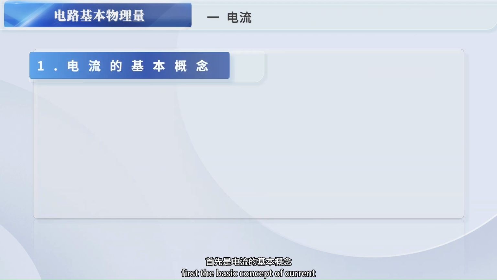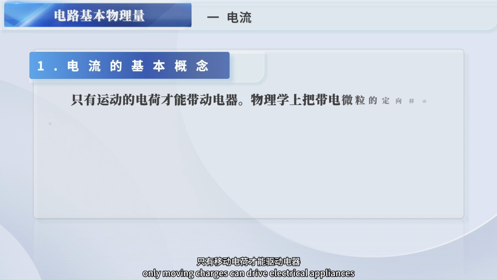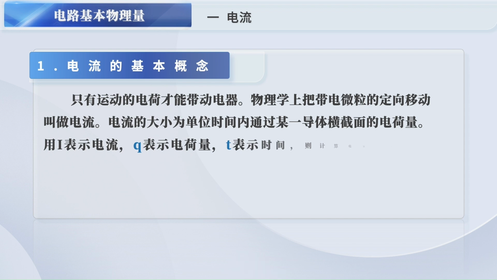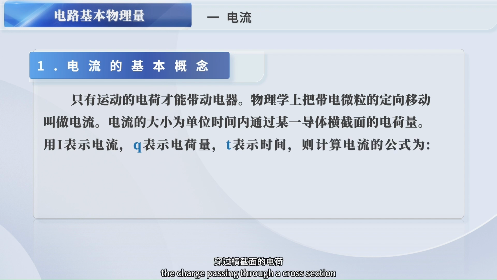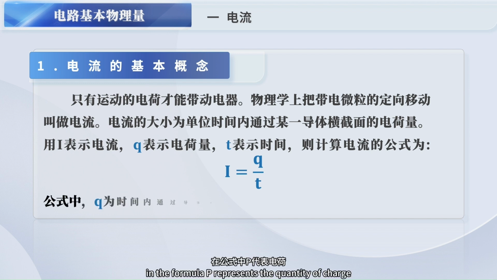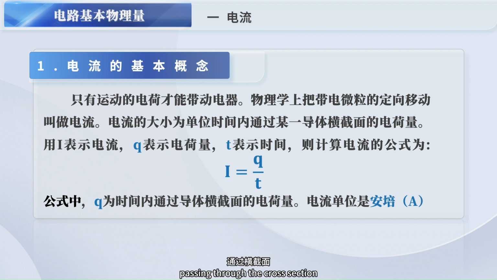First, the basic concept of current. Only moving charges can drive electrical appliances. In physics, the directed movement of charged particles is called current. The magnitude of current is the charge passing through a cross-section of a conductor per unit time, which is represented by I. Q represents the quantity of charge. T represents time. The formula for calculating current is I equals Q divided by T. In the formula, Q represents the quantity of charge passing through the cross-section of the conductor. The unit of current is ampere.